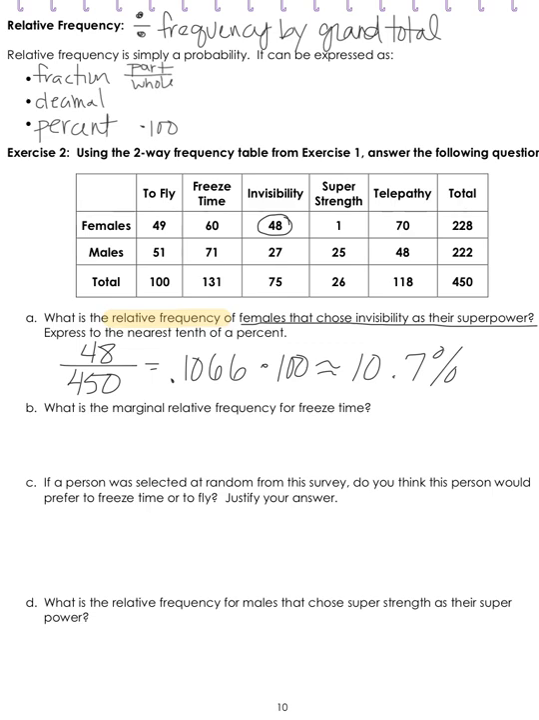B, what is the marginal relative frequency for freeze time. Now, as soon as it says relative frequency, that's a cue that I'm going to be putting it over the grand total. So I'm putting my 450 there. Now, the marginal part, like we were just talking about on the last page, means I'm going to be looking for something that's on the outside here. Which one did it say? Freeze time. So here's freeze time. The marginal number there is 131. And this would be okay for an answer for this one because it didn't say anything specific. I could also do a percent, and if I wanted a percent, it would be approximately 29.1.